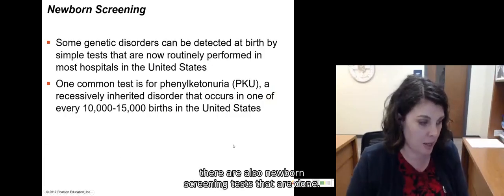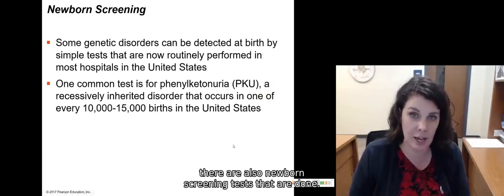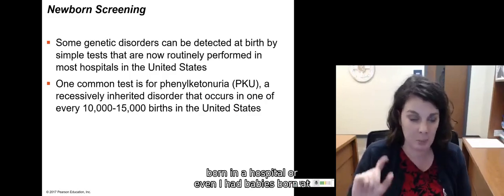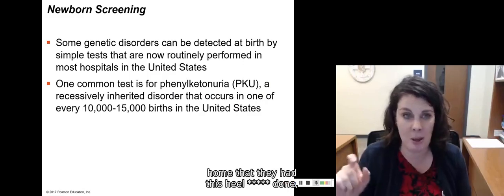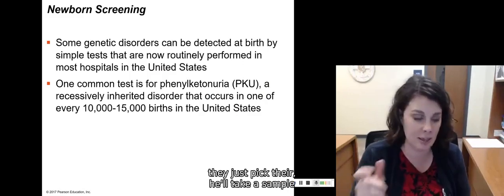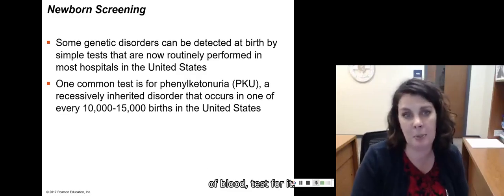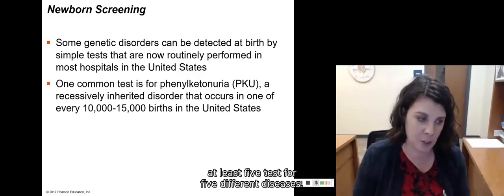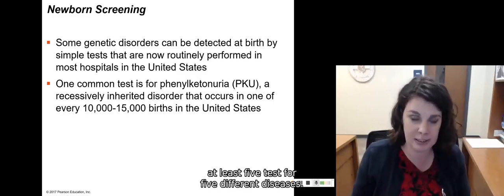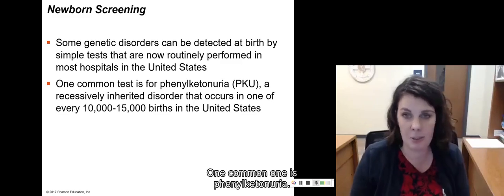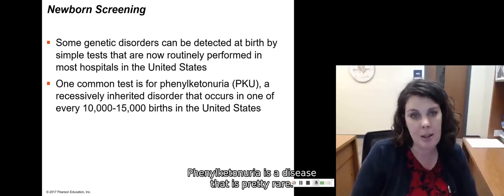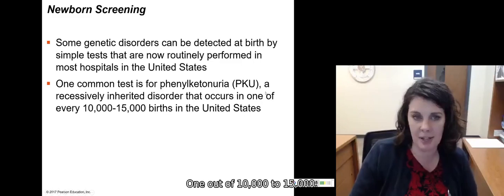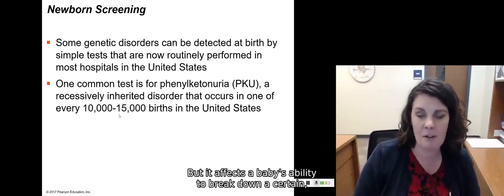Okay, and then after a baby is born, there are also newborn screening tests that are done. So babies, when they're born in a hospital, or even, I had babies born at home, they had this heel prick done. They just prick their heel, take a sample of the blood, and test for it. All states in the United States have to do at least 5 tests for 5 different diseases. One common one is phenylketonuria. Phenylketonuria is a disease that is pretty rare, 1 out of 10,000 to 15,000.